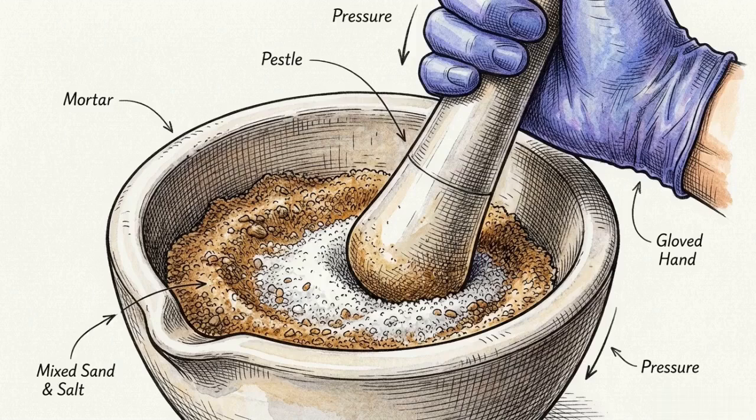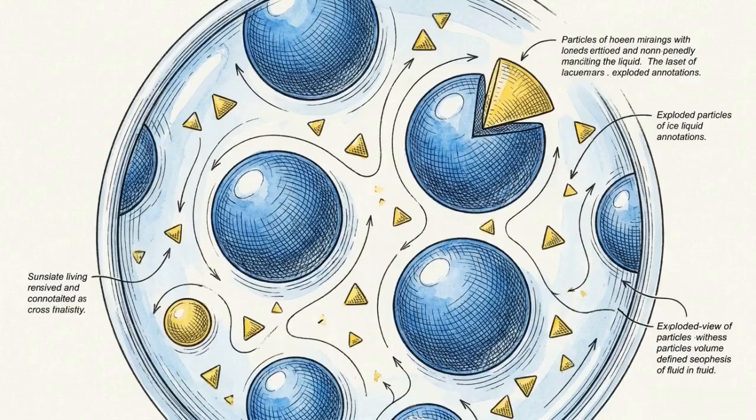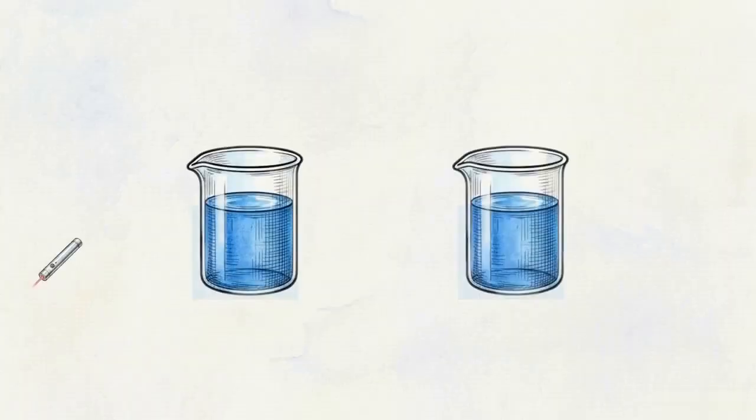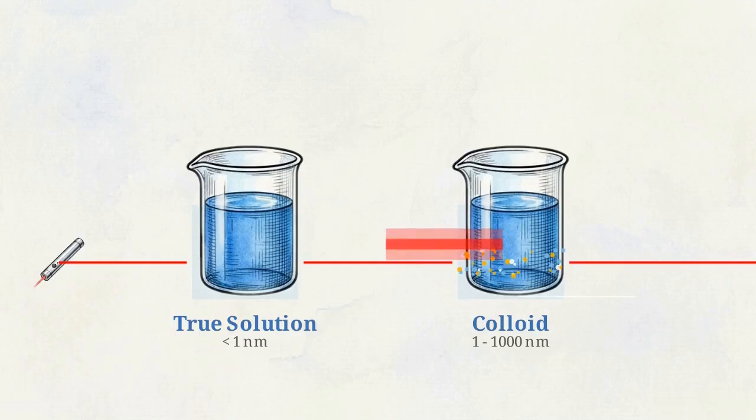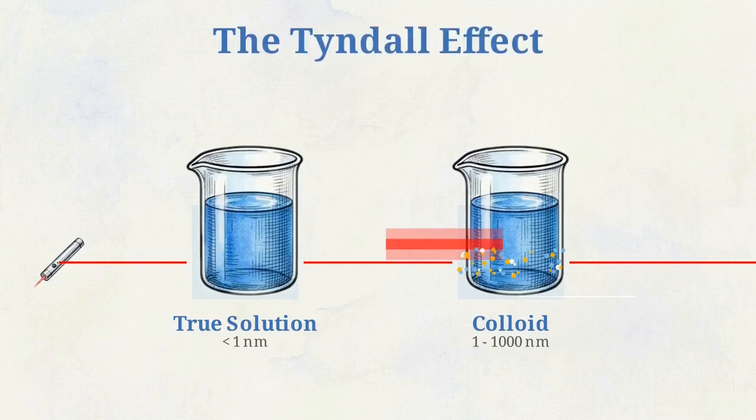To take a complex mixture apart, brute force will fail. We have to identify and exploit physical differences at the microscopic level. We can diagnose these invisible differences using a beam of light. In a true solution, where particles are smaller than 1 nanometer, the laser passes straight through, completely unseen. But if the particles are between 1 and 1,000 nanometers, a colloid, they violently scatter the light, illuminating the beam's path. This is the Tyndall effect.